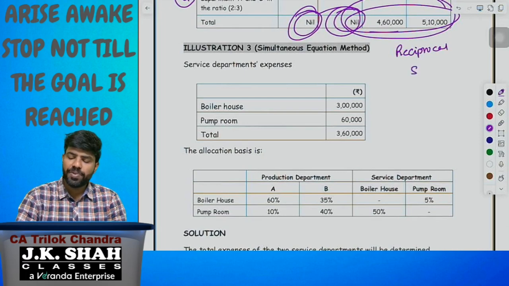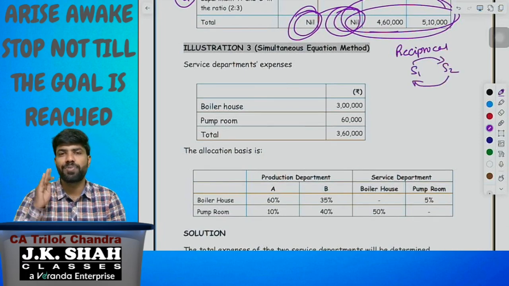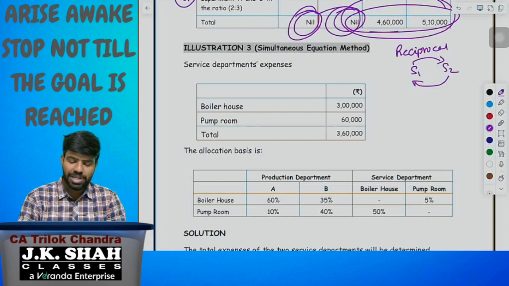Method. Suppose you take S1 and S2: S1 provides service to S2, and S2 provides service to S1. This is called reciprocal. Under reciprocal, the first method is the simultaneous equation method. Let me explain this. Look at the question.